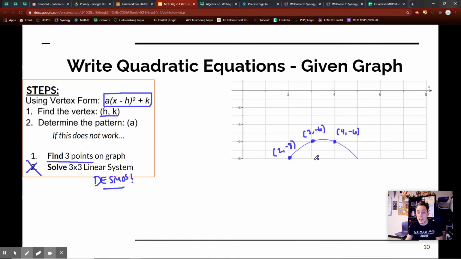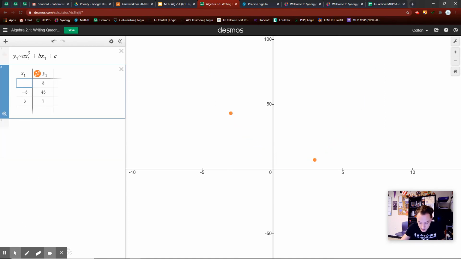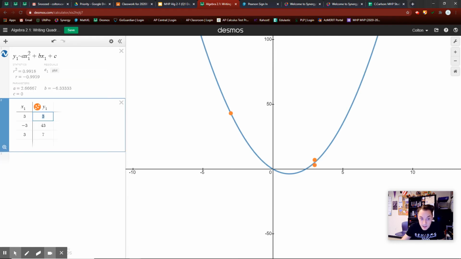So I'm going to take those and I'm going to go to Desmos and start plugging it in. Shall we? Awesome. Make sure you have those points down. I have those 3 points. Let's go to Desmos, plug them in. So my first point we said was 3 negative 6. So I'm going to type in 3 and then negative 6.